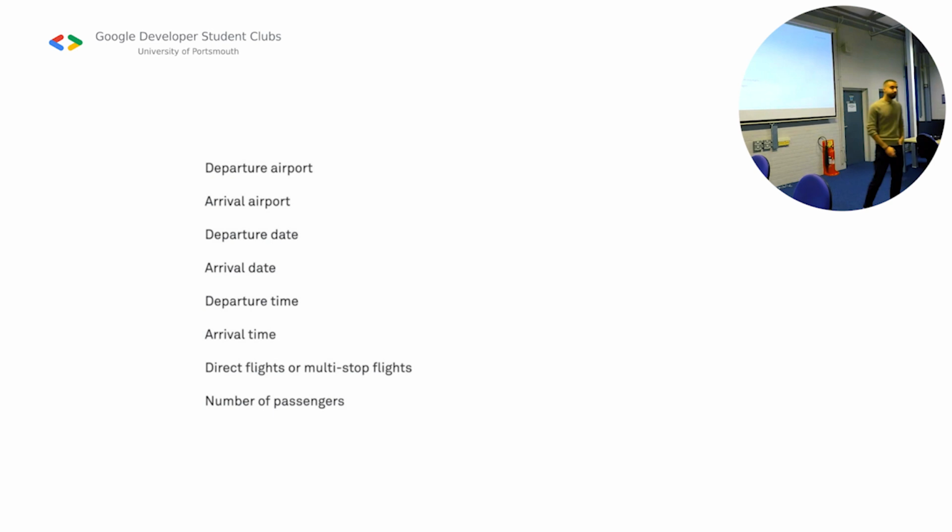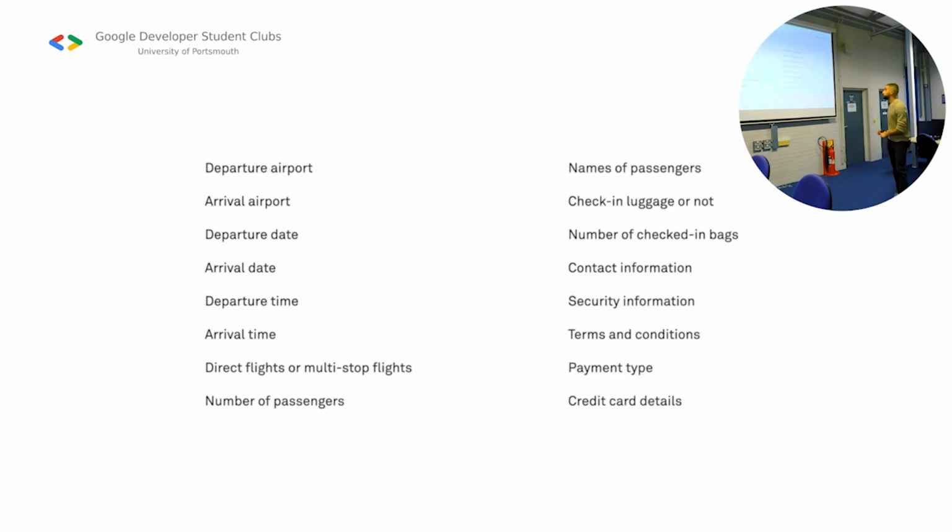This is a list of everything that you would need from someone that's about to book a ticket on your website. You would need their departure airport, arrival airport, departure date, arrival date, departure time, arrival time. Is it a direct flight, or are you open to multi-step flights? The number of passengers, not just that. We also need the name of the passengers. Do you have a check-in luggage or not? The number of checked-in baggage, contact information, perhaps security information. You need to check the terms and conditions and pay at the end.